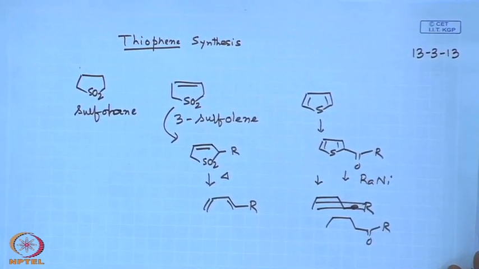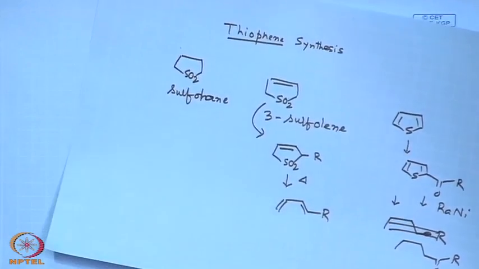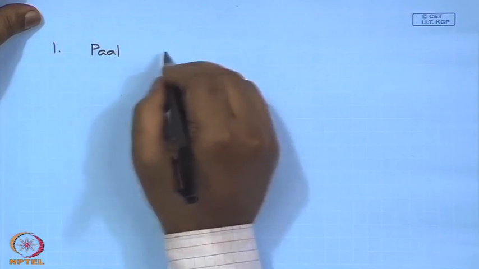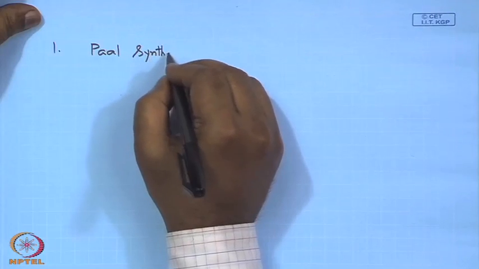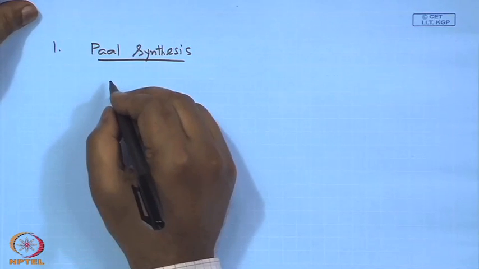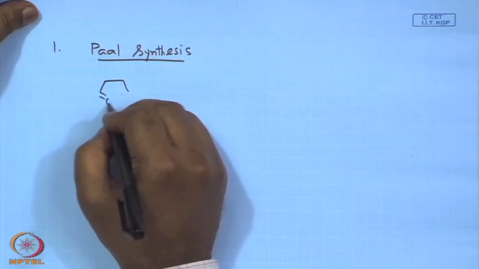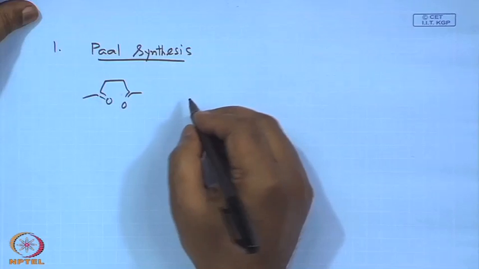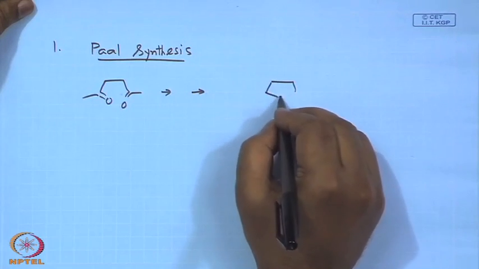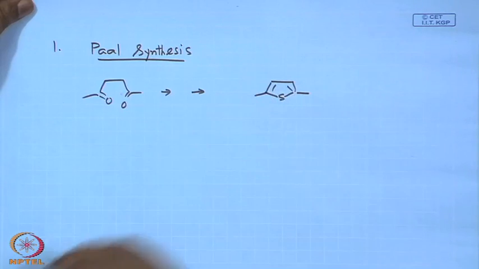Okay. So today we will take up different synthetic methods, based normally on the starting materials. The first one, sometimes it is once again known as the Paal synthesis, Paal-Knorr synthesis. So the name tells you what the starting material should be. The starting material should be a 1,4-diketone, and then the reagent would give you in one step the corresponding thiophene.